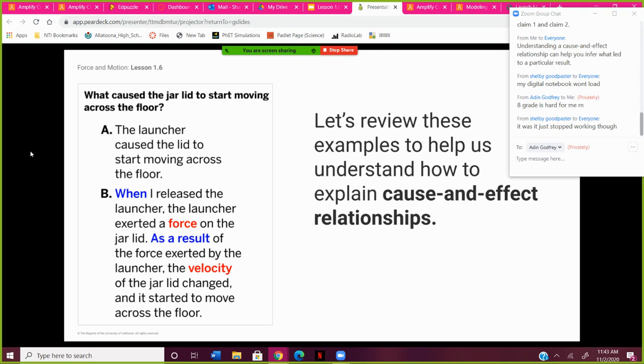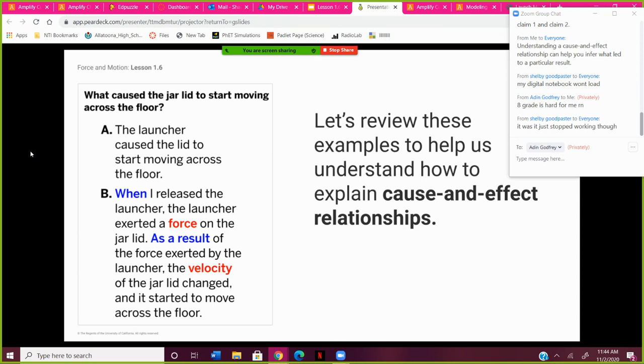And we want to pay attention to the answer for B, all right? The answer for A is really short. It doesn't give us a lot. It just says the launcher caused the lid to start moving across the floor. We want to have an answer like B. So when I released, the launcher exerted a force on the jar lid. As a result of the force exerted by the launcher, the velocity of the jar lid changed and it started to move across the floor.